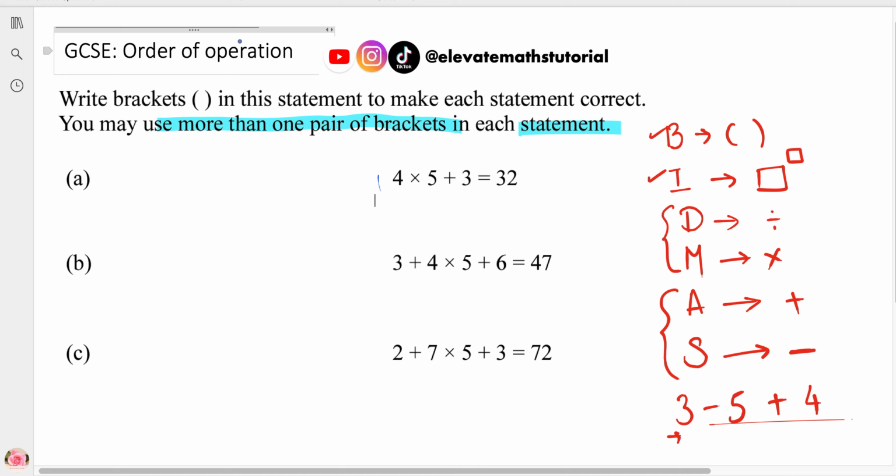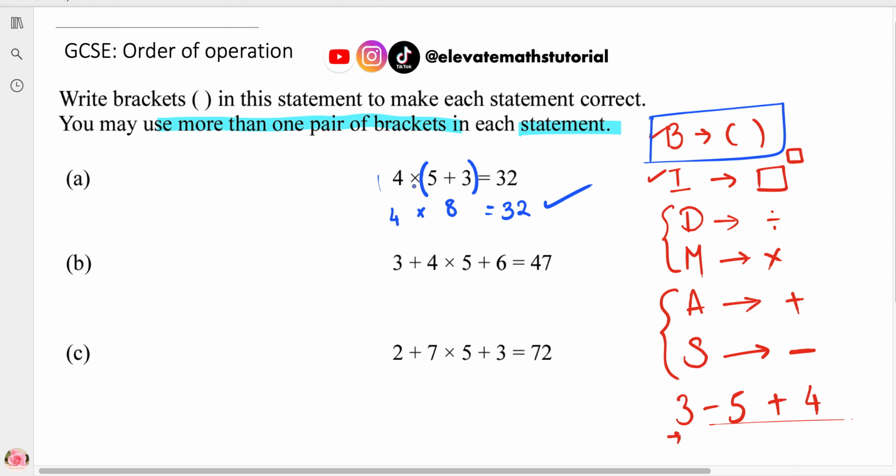So what we're going to do is try and place the bracket here and see, does that work? Okay, so 5 plus 3, that's going to be 8. And then times that by 4, that is going to be 32. So that's correct. So that's the bracket that we need to place here. So we have to force it to change the order of operation by making the bracket come first. So rather than naturally doing 4 times 5, we have to add 5 plus 3 first here.